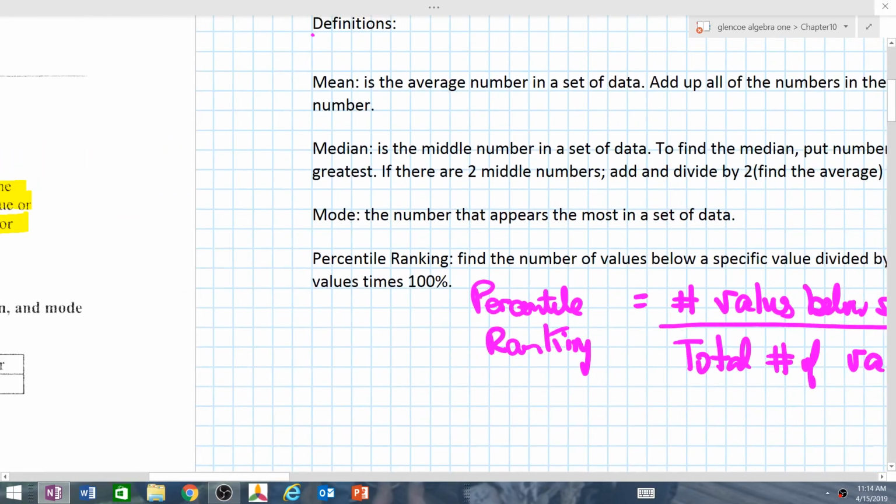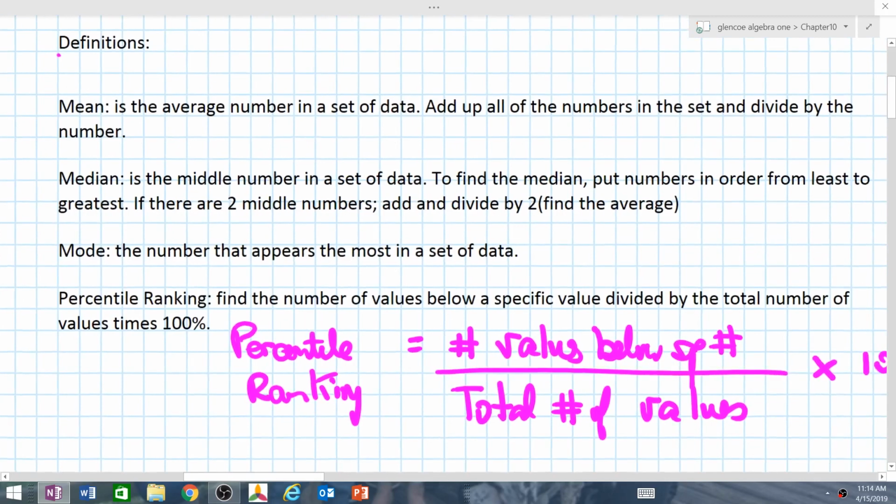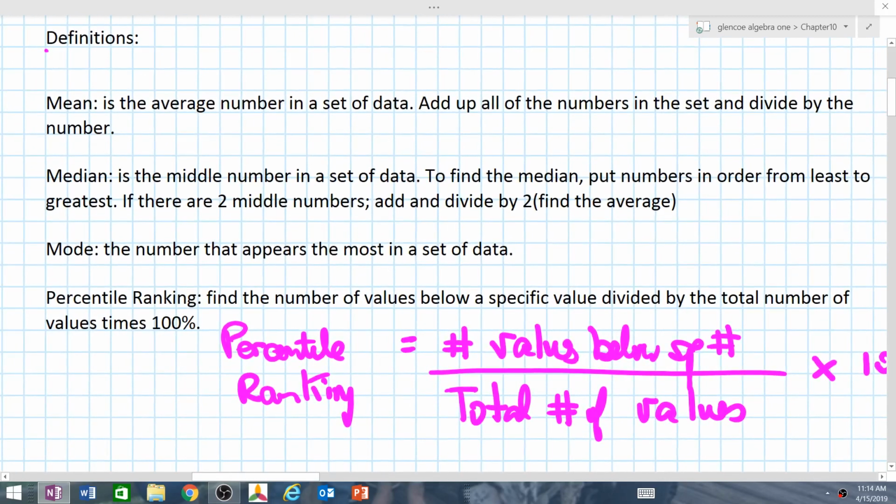So I'm going to just go over here and give you some excellent definitions. The mean is the average number in a set of data. How do you find the mean? You add up all of the numbers in the set and you divide by the number. The median is the middle number in a set of data. To find the median, you put the numbers in order from least to greatest. If there are 2 middle numbers, you would add them and divide by 2. And the mode is the number that appears most often in a set of data.